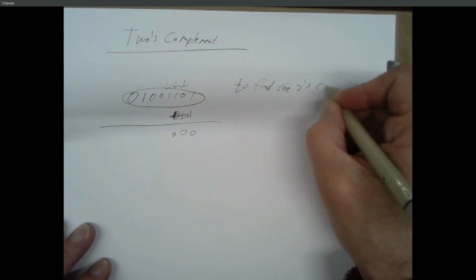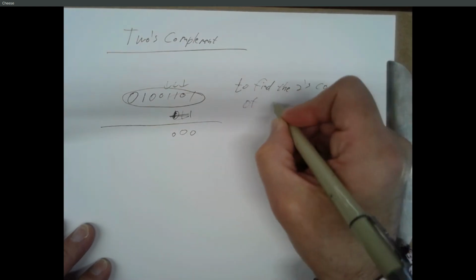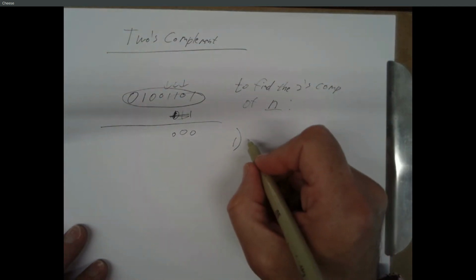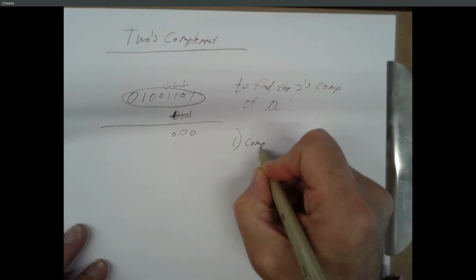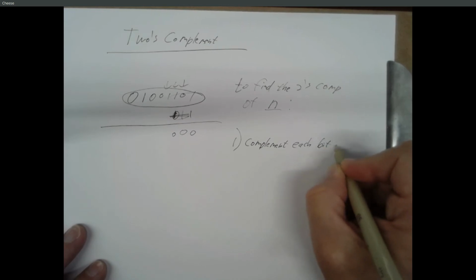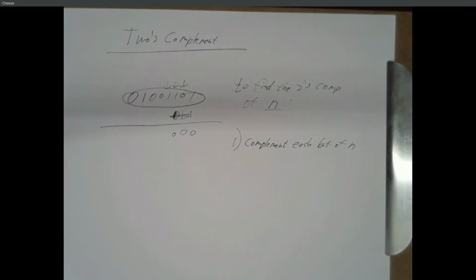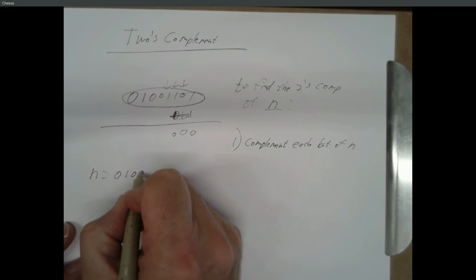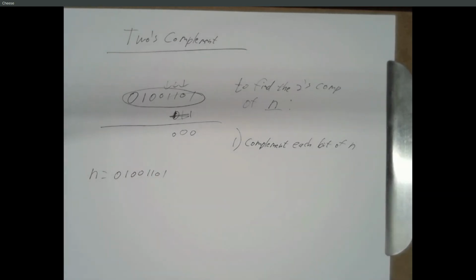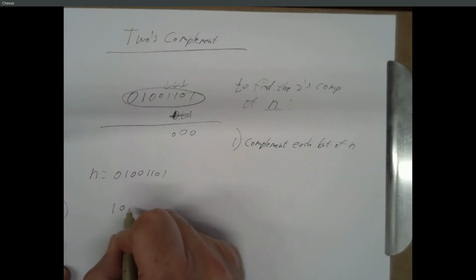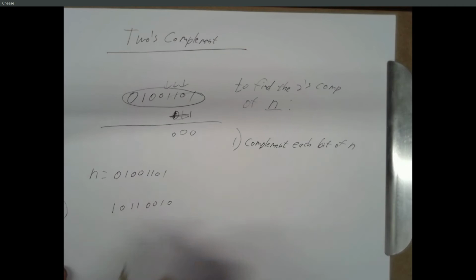The first step, to find the 2's complement of some number n, is to complement or toggle each bit of n. Complement means if it's a 0, replace it with a 1. If it's a 1, replace it with a 0. So if our original number n is 0, 1, 0, 0, 1, 1, 0, 1, I'm going to complement every bit, and I'm going to write down 1, 0, 1, 1, 0, 0, 1, 0.